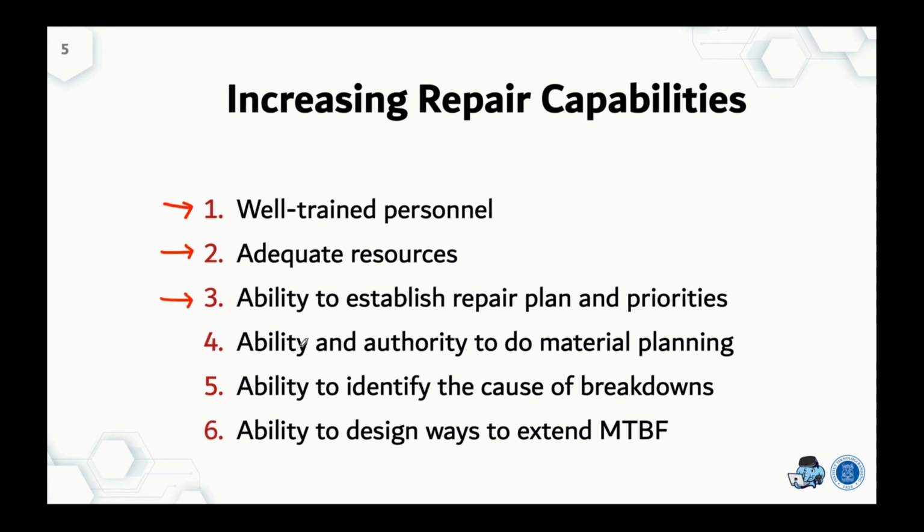And the ability and authority to do material planning. We give authority and ability to our personnel to do material planning related to the maintenance activity. During the training, the personnel also gain the ability to identify what causes the breakdown in order to prevent future breakdowns. And the last one, which is also important, is the ability to design a program to extend the mean time between failure. We try to make the mean time between failure as long as possible.